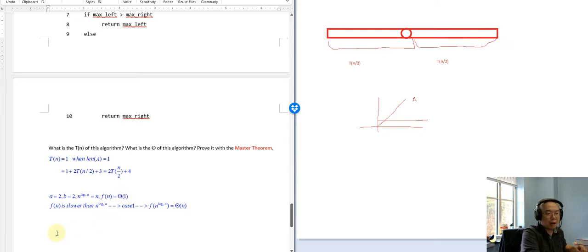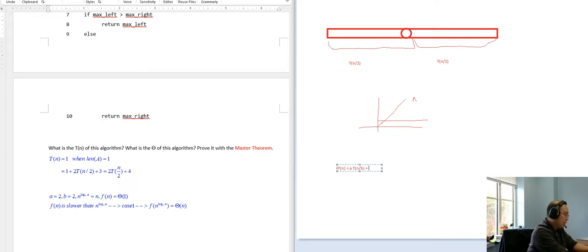Another thing I want to remind you is that the Master Theorem can only solve recurrences of the style T(n) = aT(n/b) + f(n). This has to be n divided by b here. If it is n minus b instead of n divided by b, then the problem cannot be solved using the Master Theorem.